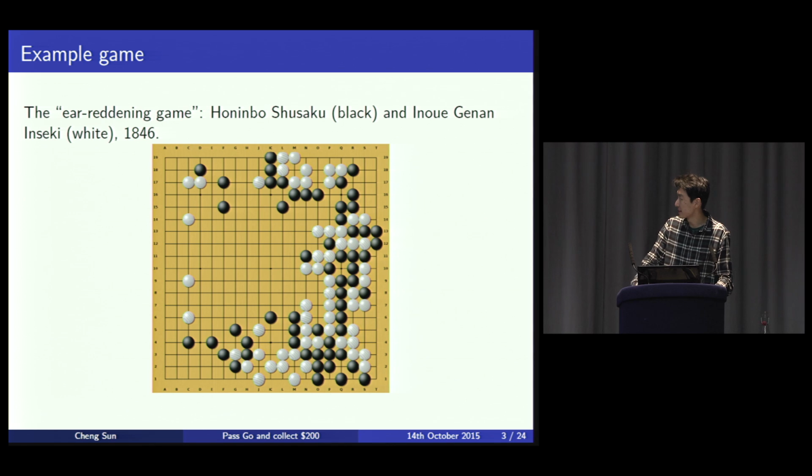So here's a position from a very, very famous game, which was played back in 1846 between a 17-year-old Honinbo Shusaku and Inoue Genan, who was one of the most famous players of that era. And move 127 in this game is considered to be one of the most famous moves in Go history, and it is this move.